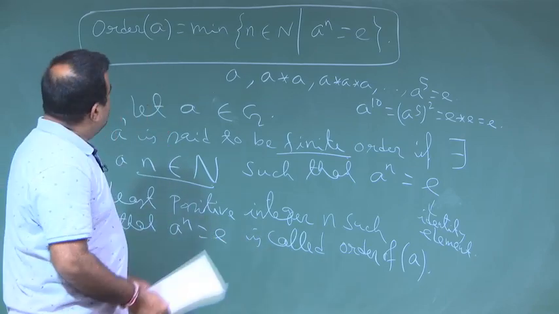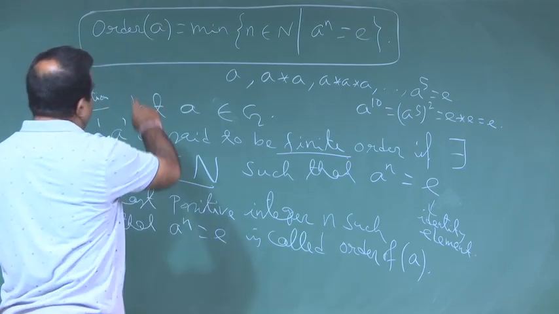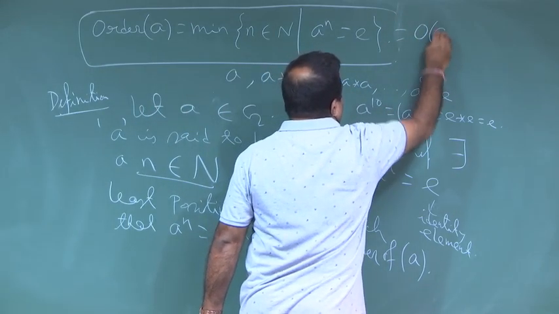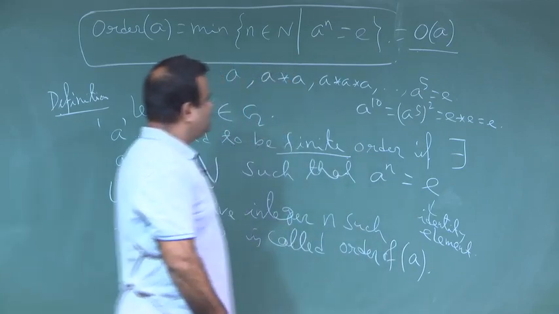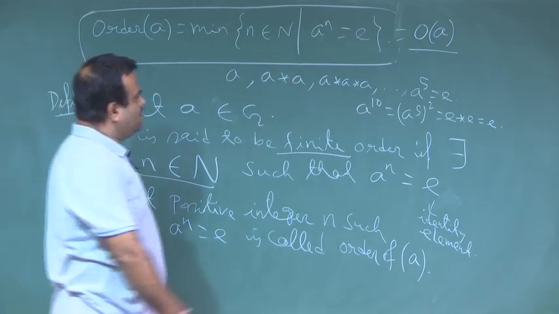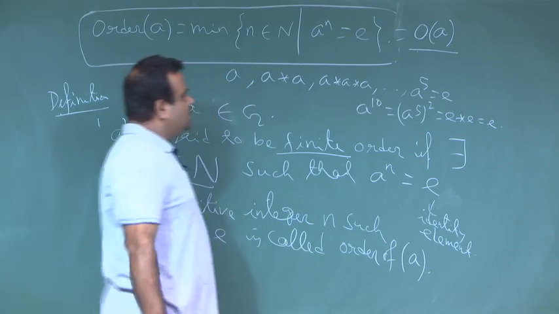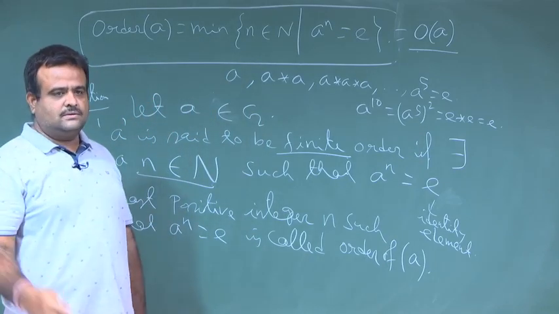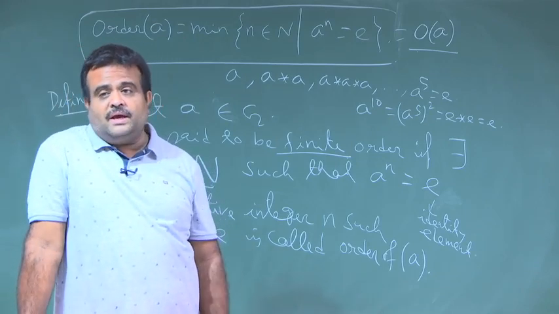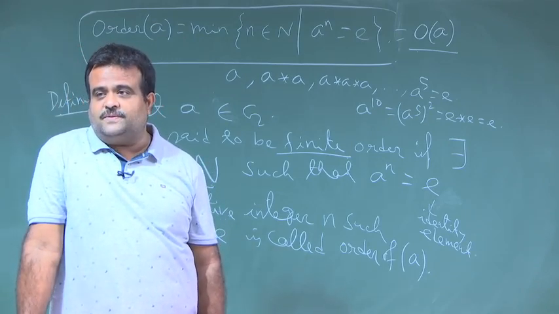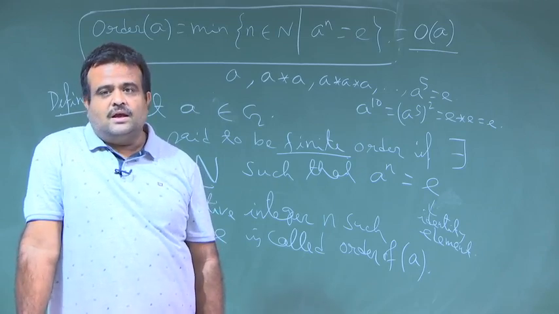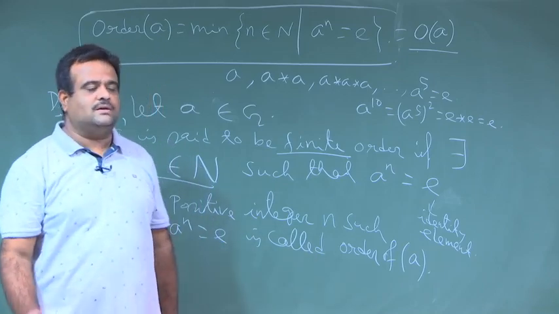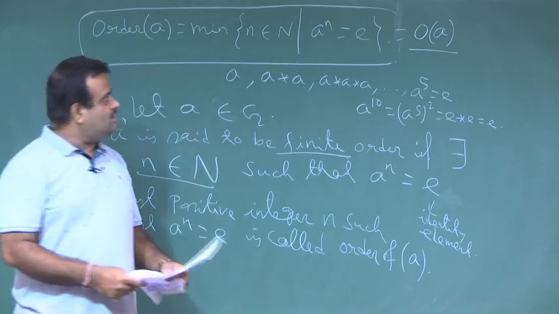And we denote this by this symbol, or in short we sometimes denote this by order of A, like this. So, here the order is 5, if 5 is the first natural number such that A to the power 5 is E. The order may exist, may not exist. If such a finite n exists, then we say the order exists, otherwise the order is infinity.